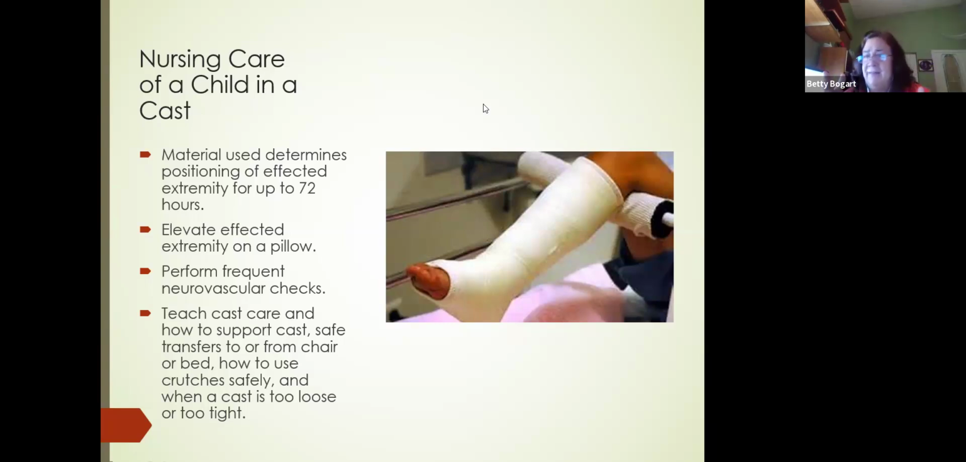Now, there are bags that we hand out. We teach them how to take showers, etc. If they're on crutches for a leg, make sure they know how to use them, and teach them what a cast that's too loose or too tight feels like.